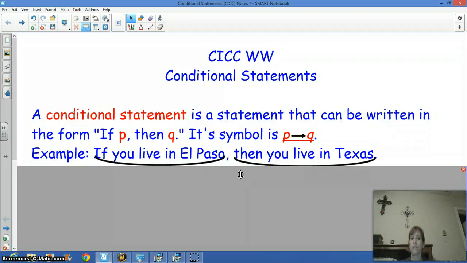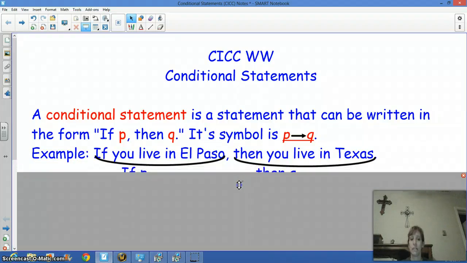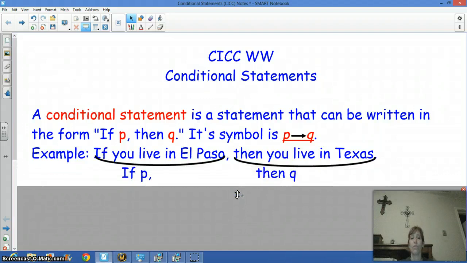Well, the first half of the statement is called the P section, okay? So the part over on the left is if P, and then the part over on the right is then Q. And if you'll notice, the sentence always starts with an if, and then has a comma, and then it tells you a then part. So it's what they call a conditional statement. So you have to have both parts to be a conditional statement.